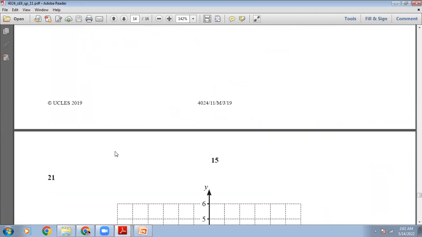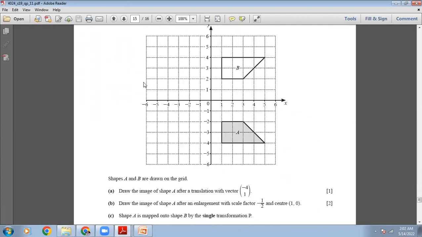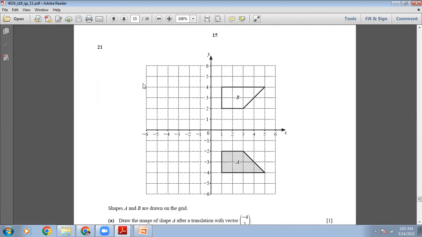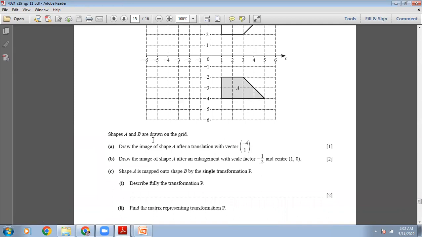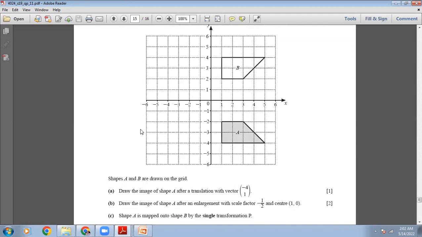Okay, so we are going to the next question. The next question is question number 21. Okay, question number 21 is showing up. It says, shapes A and B are drawn on the grid. Draw the image of the shape A after a translation with the vector -4, 1. So we have to give that figure A a translation of -4, 1.